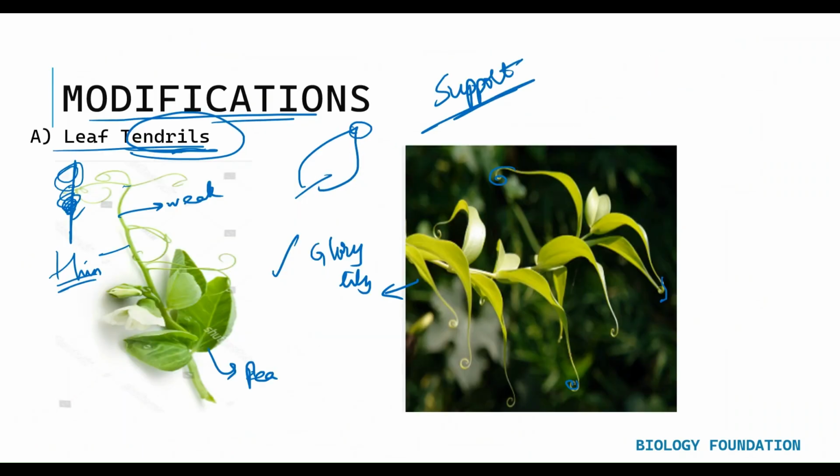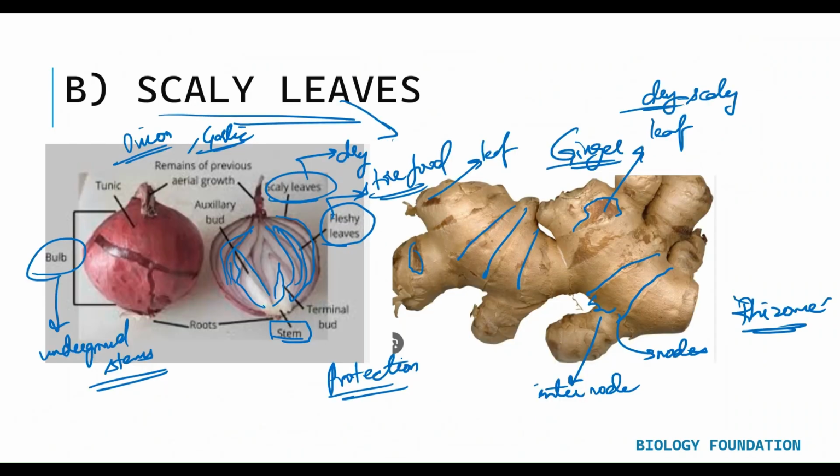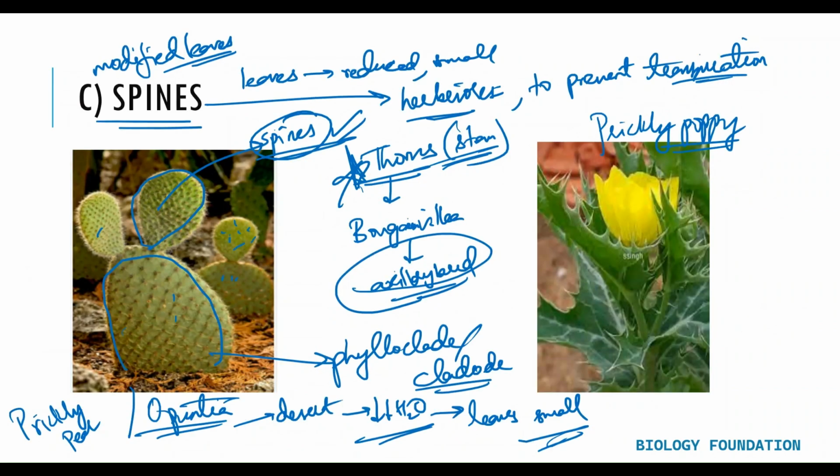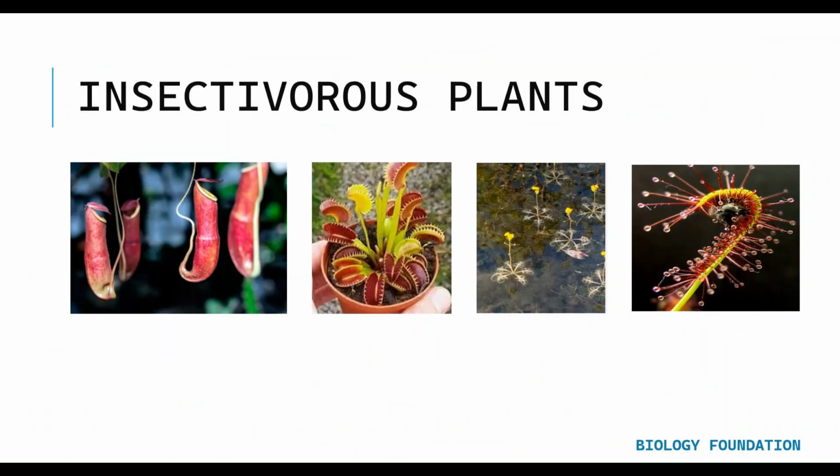So that's about modifications. Leaves, apart from performing photosynthesis and transpiration or exchange of gases, also help in providing support by modifying into tendrils, or they store food by forming fleshy leaves, or they help in protection of the stem by modifying themselves into scaly leaves, or leaves get modified into spines, protecting the plant from grazing or preventing excess water loss by transpiration.